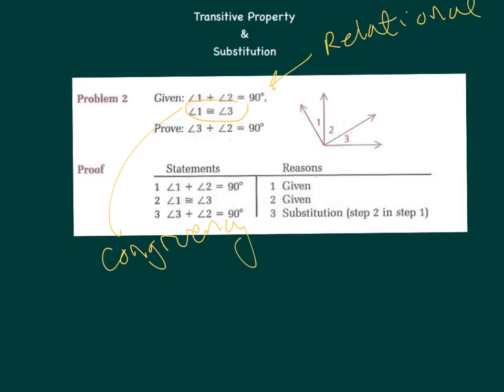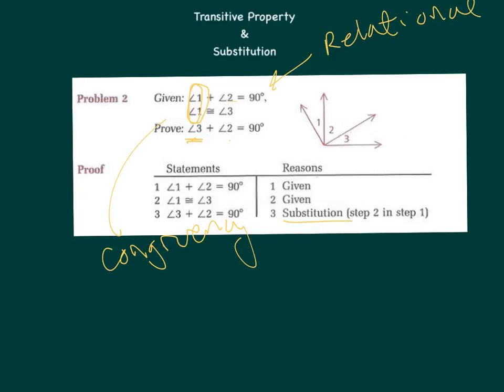Well, it's not too hard to see that angle 1 shows up in both of these. So when we get to the statement we have to prove, we've clearly just replaced or substituted angle 3 with angle 1. So hence the proof. We write out our givens in the first 2 steps, and then the third step is very clear, that angle 3 plus angle 2 is 90, and that's by substitution.